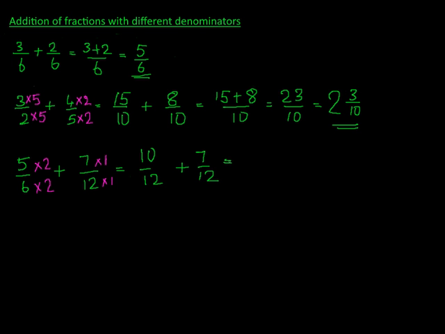So now my denominators are the same. What I have to do here is add the numerators, that is 10 plus 7 over 12, which is equal to 17 over 12. Now I can write this as a mixed number, that is 1 with a remainder of 5 over 12.